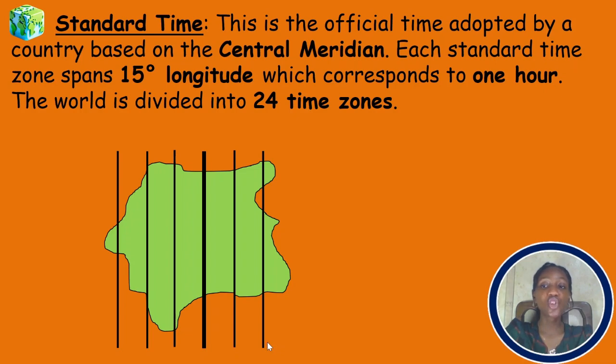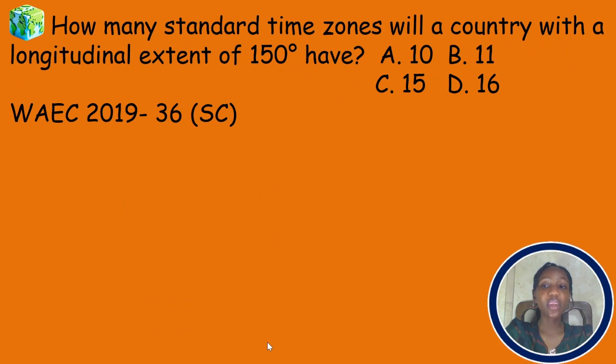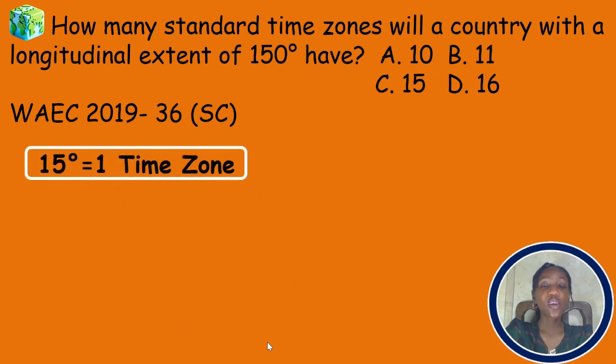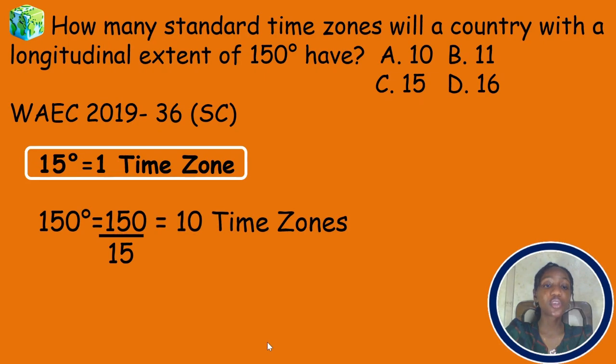So instead, the country will adopt the time of the central longitude or meridian. So if we name these longitudes, in this case, the country will take the time of longitude 75 degrees, its central meridian. Well, that's by the way. Now let's get back to the question. Remember that each time zone spans 15 degrees. So therefore, 115 degrees will be equal to 10 time zones, making option A our final answer.